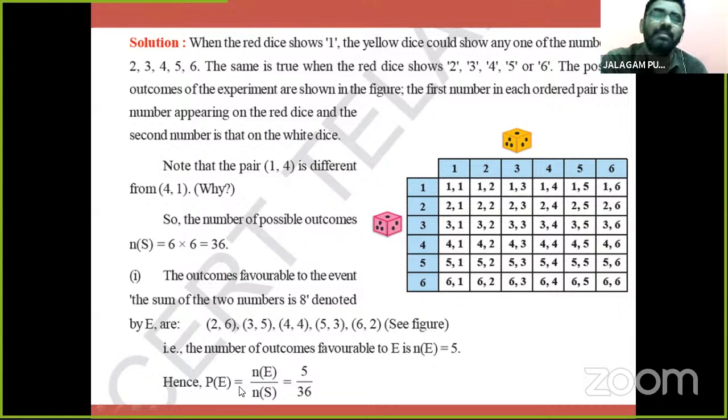That's why the probability of an event P of E is equal to the number of E by the number of S. Number of means favorable outcomes, divided by the number of possible outcomes. Favorable is 5 here, and 36 here is possible. That's why 5 by 36 is the answer. So here the probability of getting the sum of the two numbers as 8 is 5 by 36. Next is the second one.